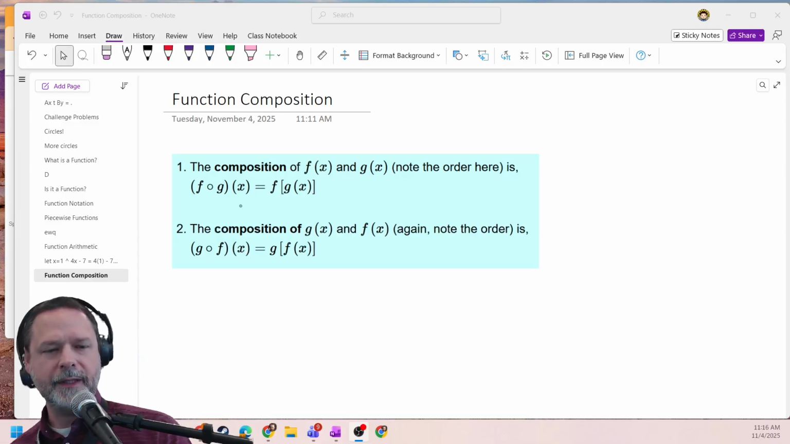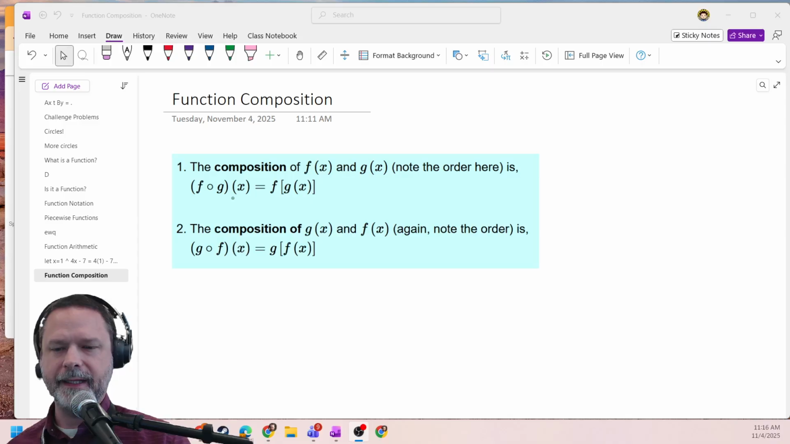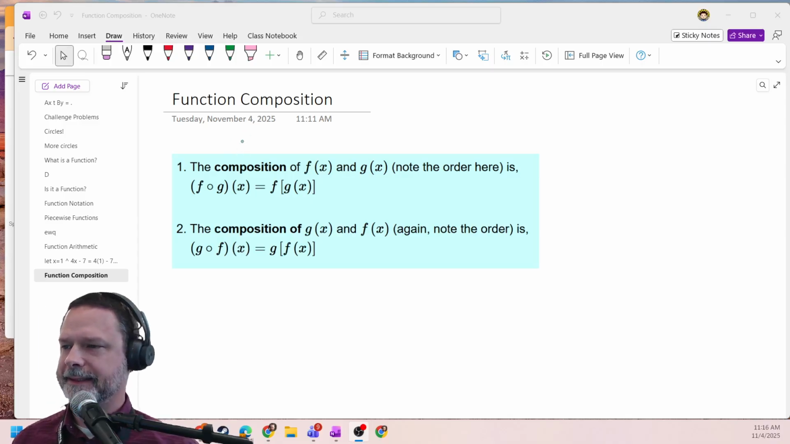So we're talking about function composition today. You'll love to see it. It's amazing. Here it is. The composition of f of x and g of x, note the order here, is f of g of x. That's how we say it.